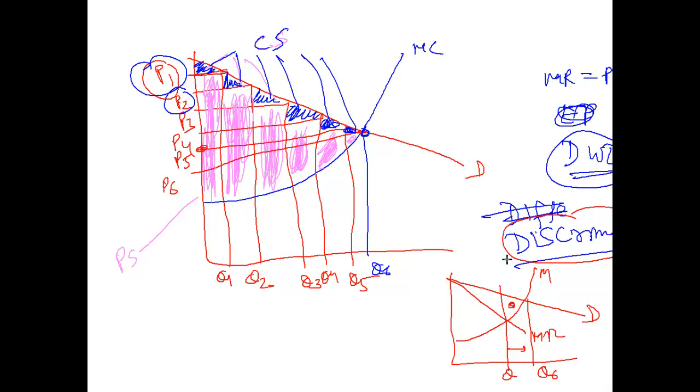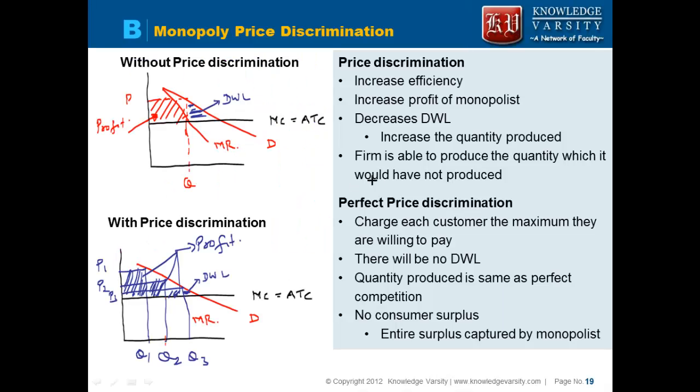That is the idea. So they're saying that with price discrimination, the deadweight loss is becoming very low. In fact, if you can price it over here, this will also reduce. So price discrimination increases the efficiency, it increases monopolist profit, it decreases the deadweight loss, and it increases the quantity produced. The firm is able to produce a quantity which it would not have produced. So it is producing more quantity.